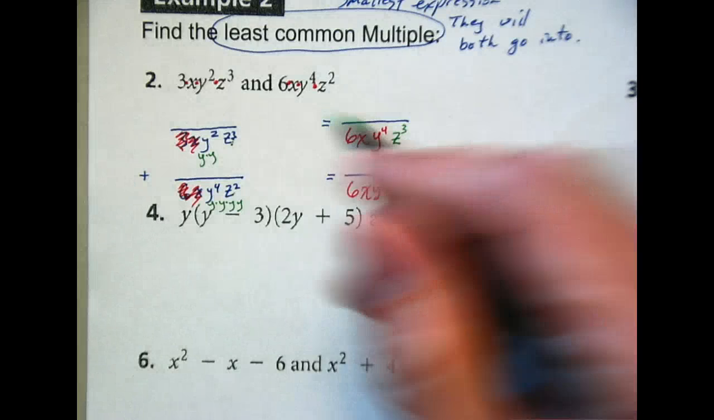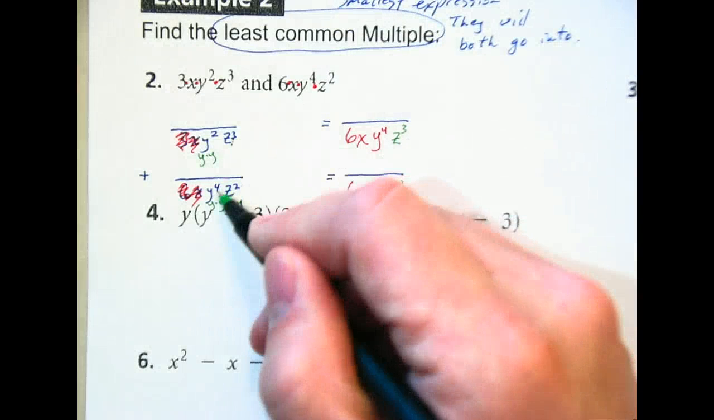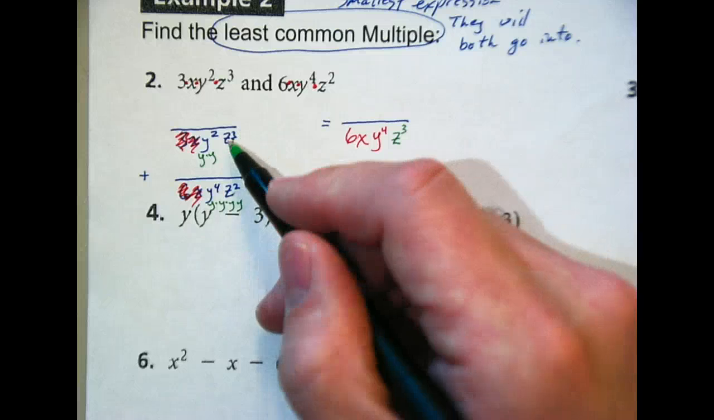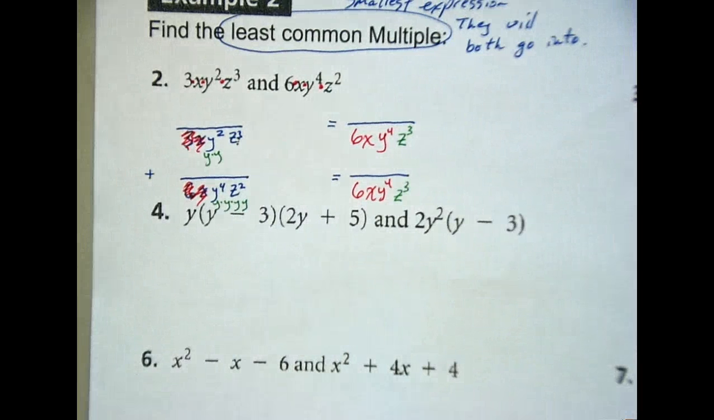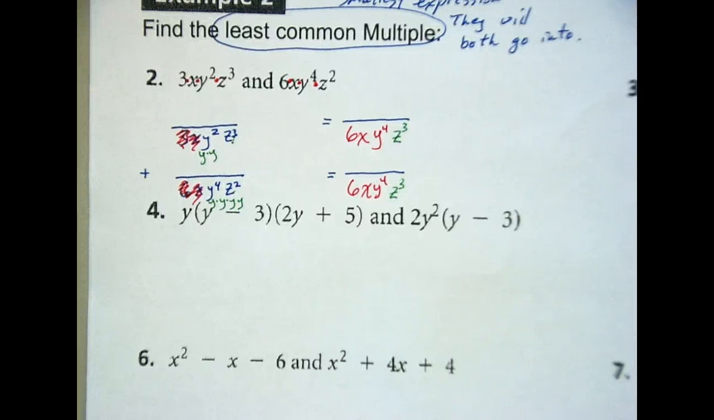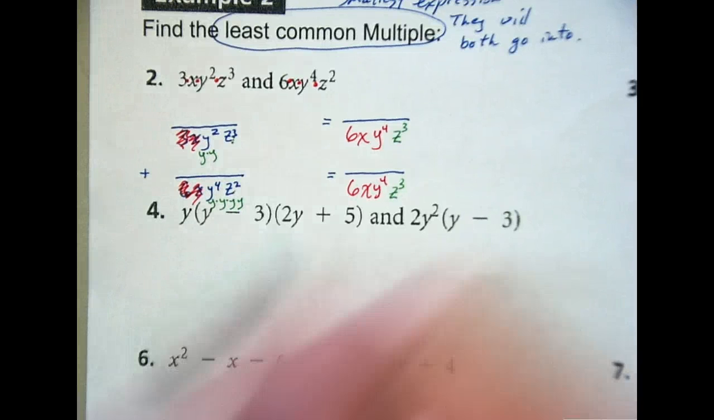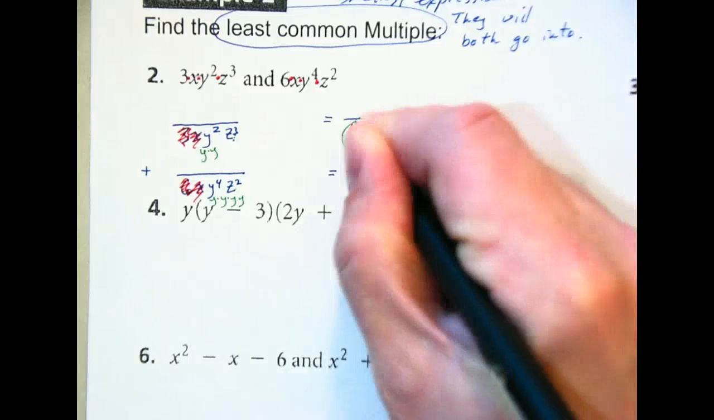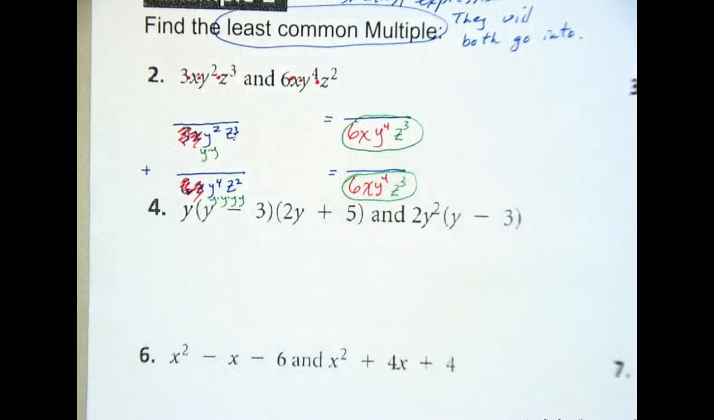Z cubed. You always take the greater power. Is that what you're going to say? Yeah. You always take the bigger of the powers. Any questions there? This is your common denominator. That's all we're working at finding there. We're doing one piece of the problem right now.